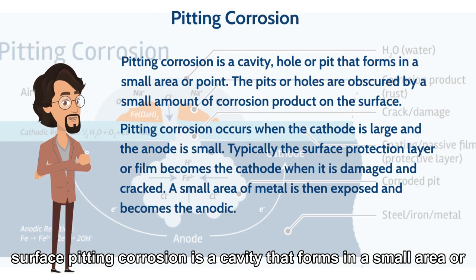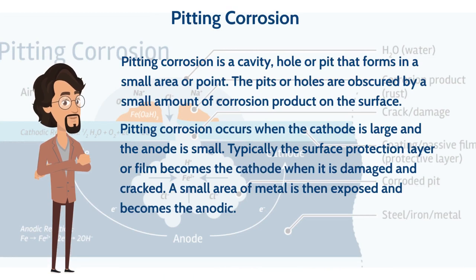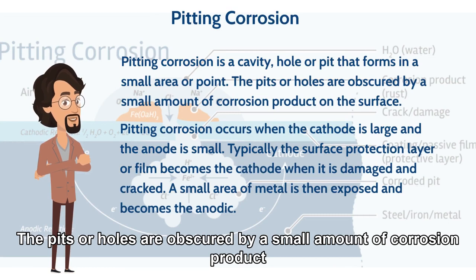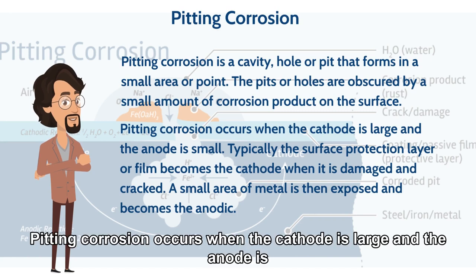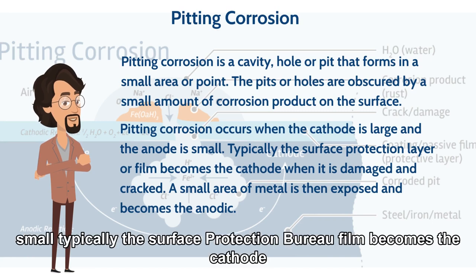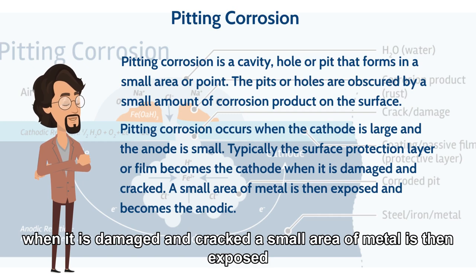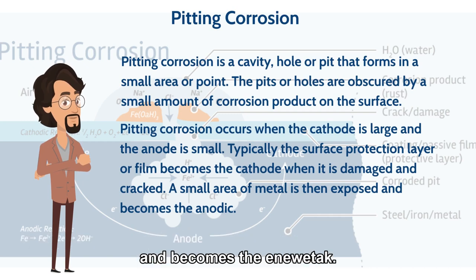Pitting corrosion is a cavity, hole or pit that forms in a small area or point. The pits or holes are obscured by a small amount of corrosion product on the surface. Pitting corrosion occurs when the cathode is large and the anode is small. Typically, the surface protection layer or film becomes the cathode when it is damaged and cracked. A small area of metal is then exposed and becomes the anode.